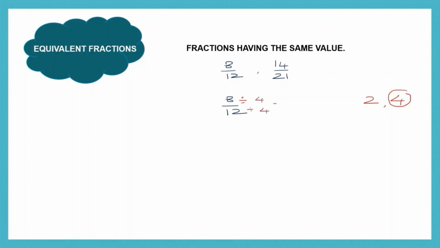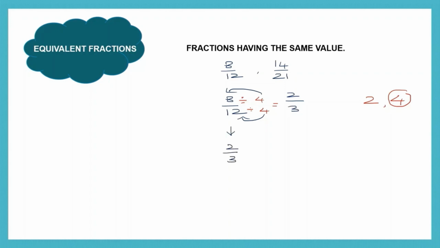So when we divide both by 4, what do we get? 4 2s are 8 and 4 3s are 12, isn't it? So 8 by 12, when we reduce it to the lowest term, we got 2 by 3.